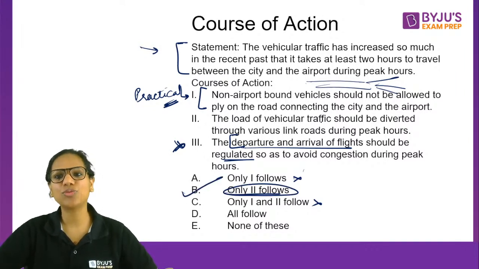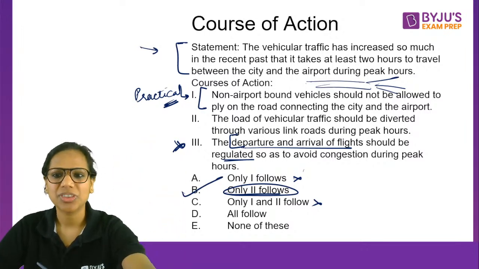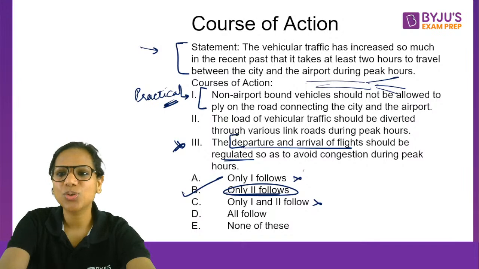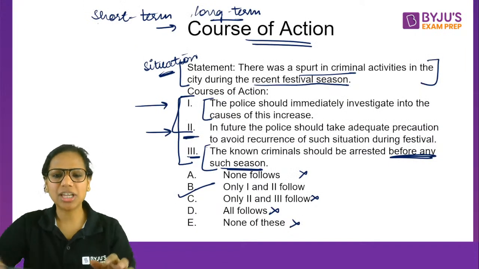Two is fine. The load of vehicular traffic should be diverted through various link roads during peak hours. That makes sense, right? So good. Those who said B, all right. Now this one, it's A.